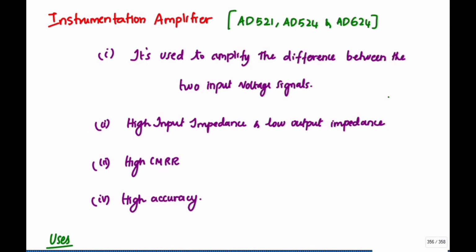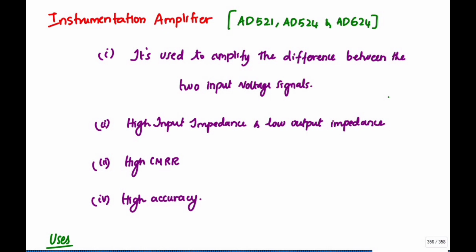In this video, we are going to discuss the instrumentation amplifier. In IC form, it is available as AD521, AD524 and AD624. It can also be available as TCL7605, which is manufactured by Analog Devices.